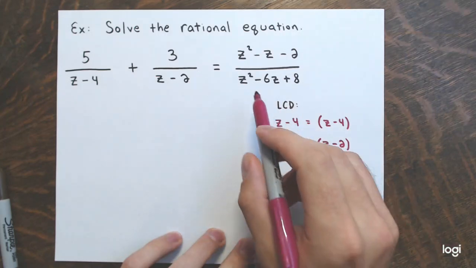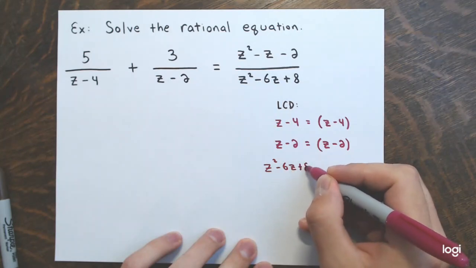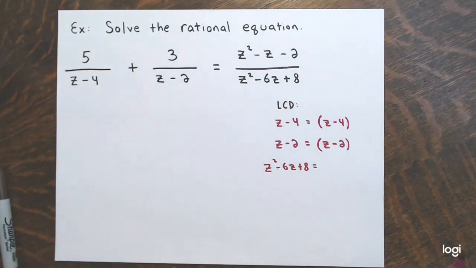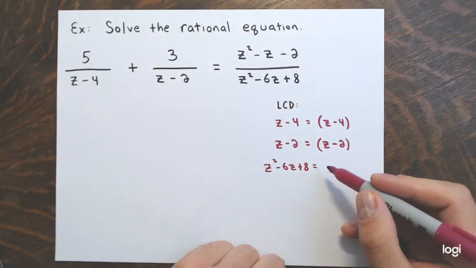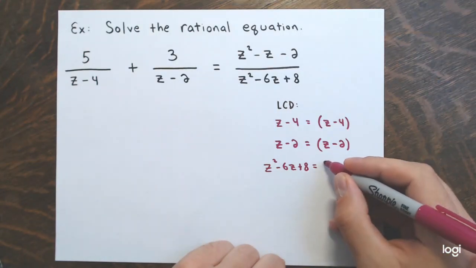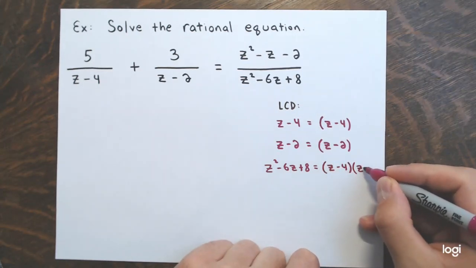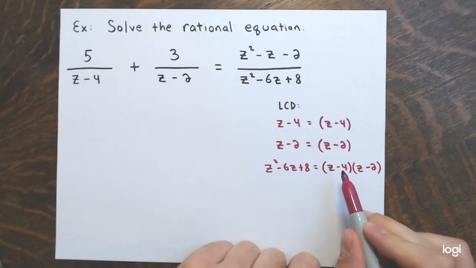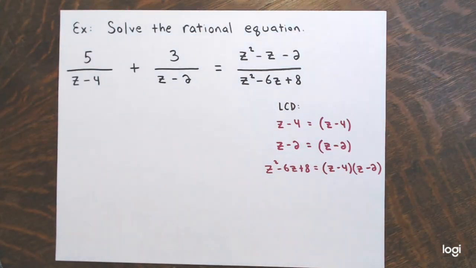Finally, the third denominator I see, this z squared minus 6z plus 8. It's a quadratic, right? A degree 2 polynomial. And you can look up previous videos I've put up, or other videos from somewhere else, or look in your book on how to factor quadratics. I'm just going to jump into what the factorization is. z squared minus 6z plus 8 factors to z minus 4 times z minus 2. And again, you can double check: distribute the z to the z minus 2, distribute the negative 4 to the z minus 2, and then combine like terms. You'll indeed get z squared minus 6z plus 8.